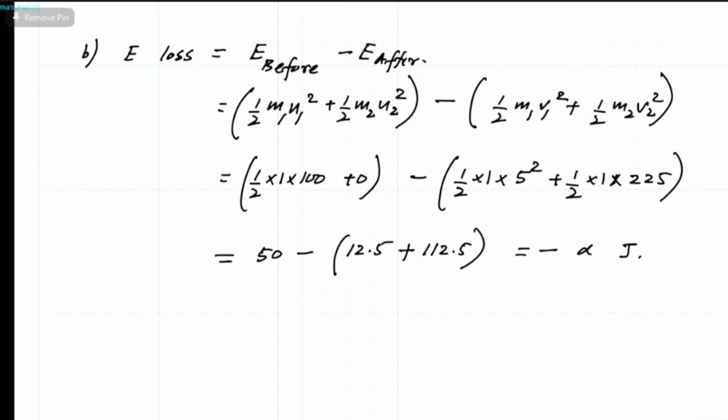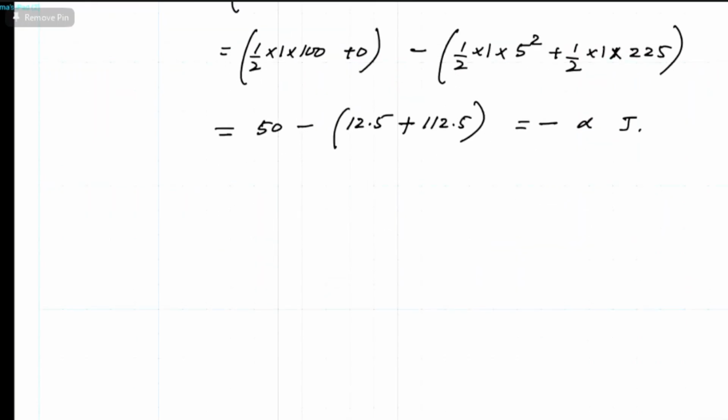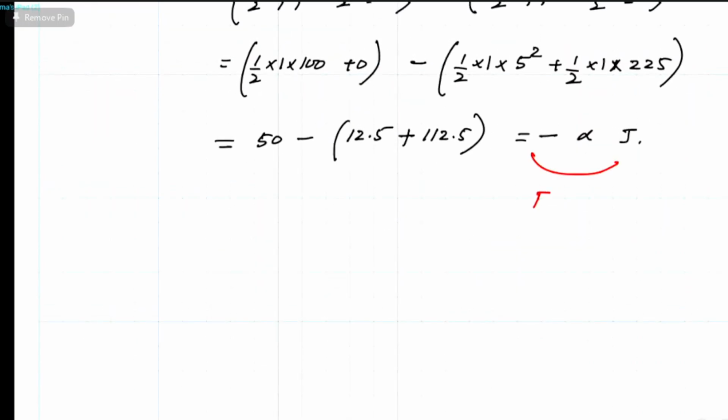Yeah, energy loss positive means there is energy loss. Energy loss negative means what? Energy gain. So how come a collision gives you energy? Automatically energy is gained, right? So this is not possible, right? So energy gain, not possible.